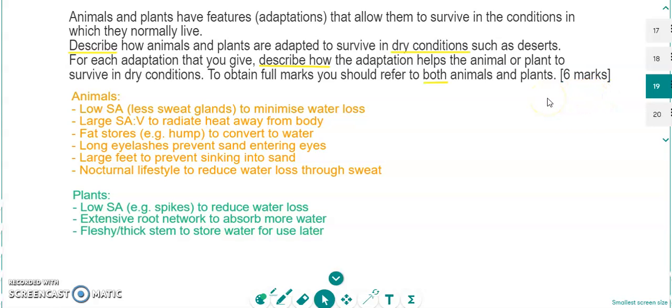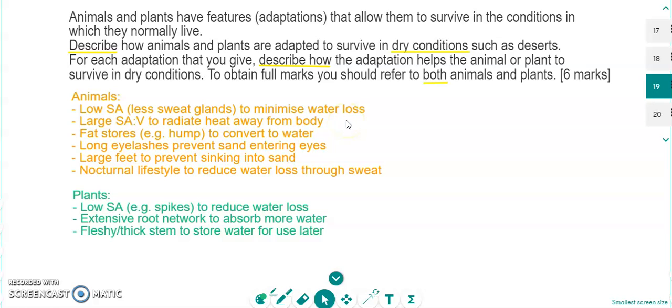So for a question like this that's 6 marks, we need to have 6 points. Probably 3 different adaptations, each with their own explanation. But just to be sure, we should try to do at least 4. And make sure, as the question states, to talk about both plants and animals to get the top marks. So let's look at some animal adaptations. A decrease in surface area containing sweat glands would result in a reduction in the area from which sweat or water may be lost from the body.